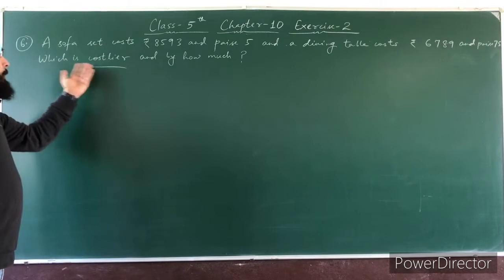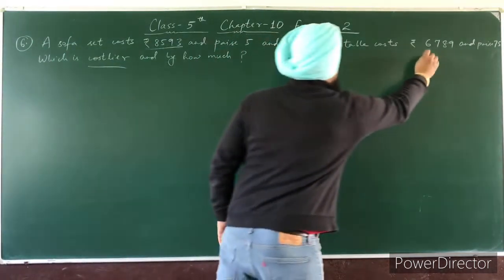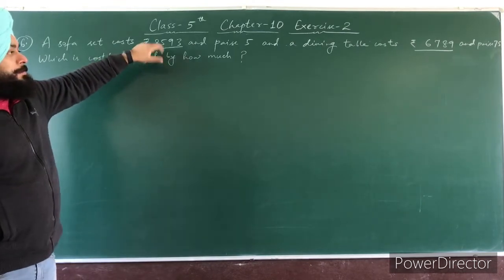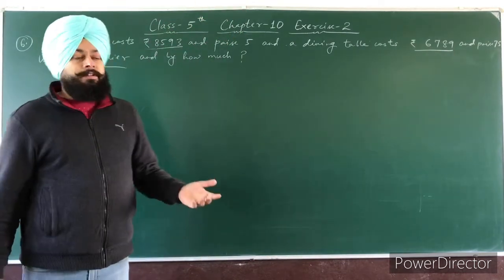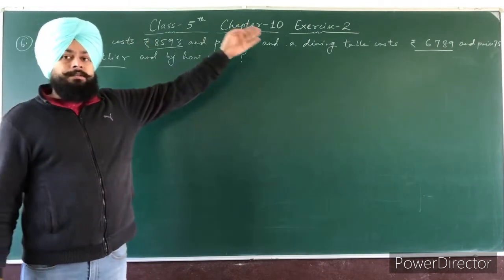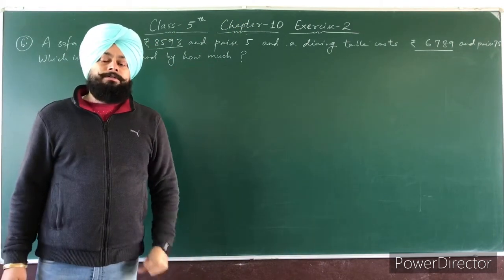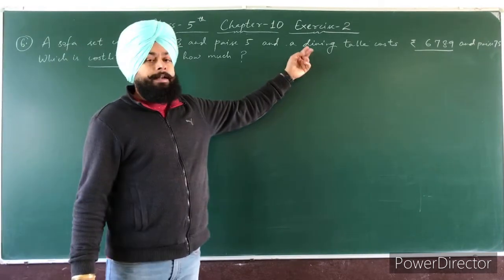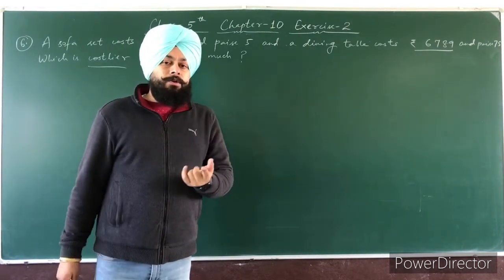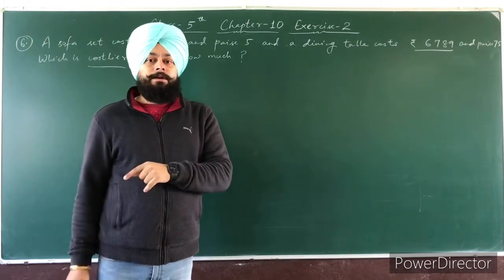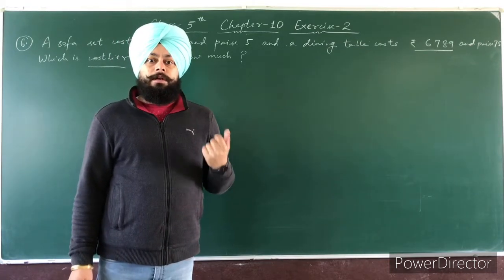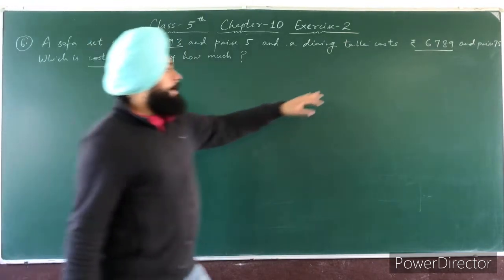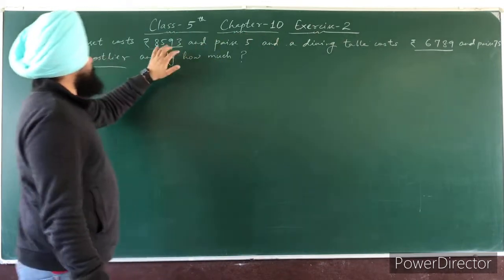So you can clearly see here which cost price is more, 8,000 something or 6,000 something. It is clear 8,000 is more than 6,000. Alright, so it means the sofa set is costlier than dining table. And by how much, for that you will subtract the amounts. Clear students? So you will subtract the amount of dining table from the cost of sofa set.